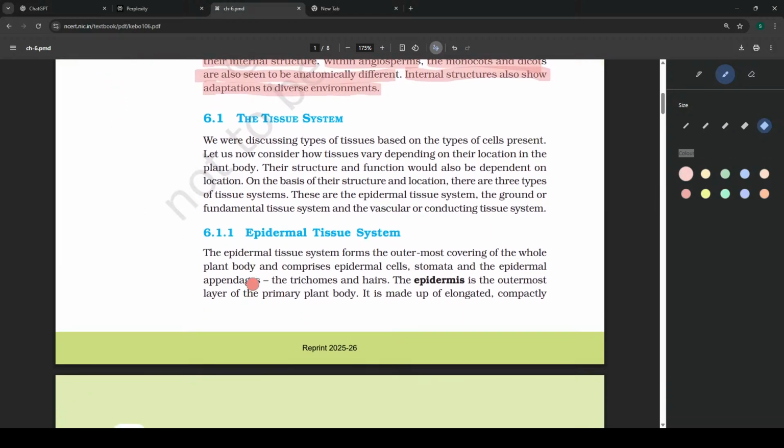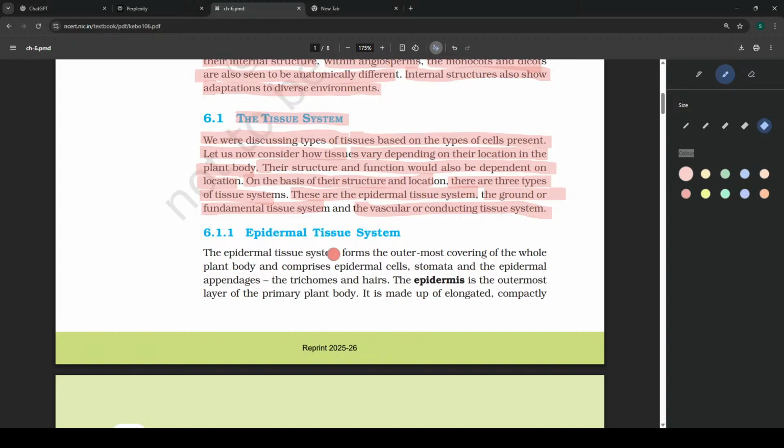Now, the first is the tissue system. We were discussing types of tissues based on types of cell present. Let us now consider how tissues vary depending on their location in the plant body. The structure and function would also be dependent on the location. On the basis of their structure and location, there are three types of tissue system: the epidermal tissue system, the ground or fundamental tissue system, and the vascular or conducting tissue system.